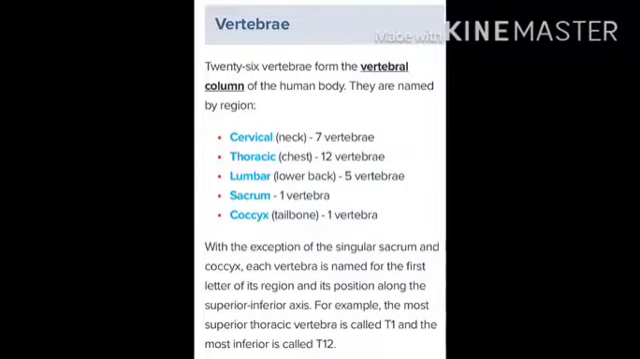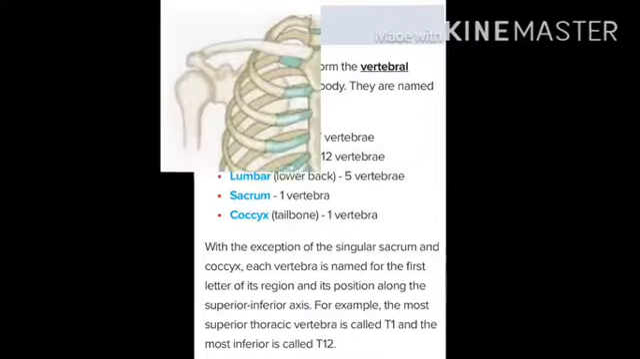With the exception of the singular sacrum and coccyx, each vertebra is named for the first letter of its region and its position along the superior inferior axis. For example, the most superior thoracic vertebra is called T1 and the most inferior is called T12.